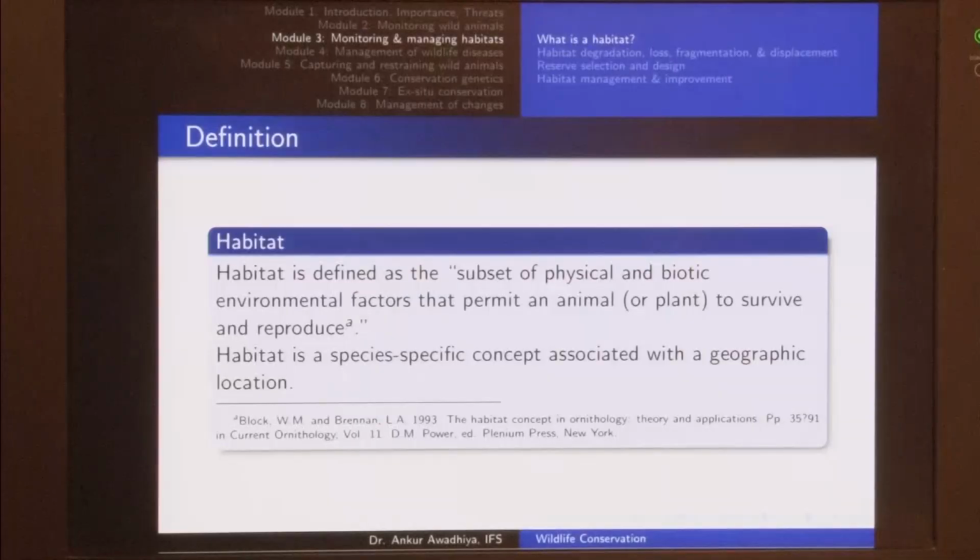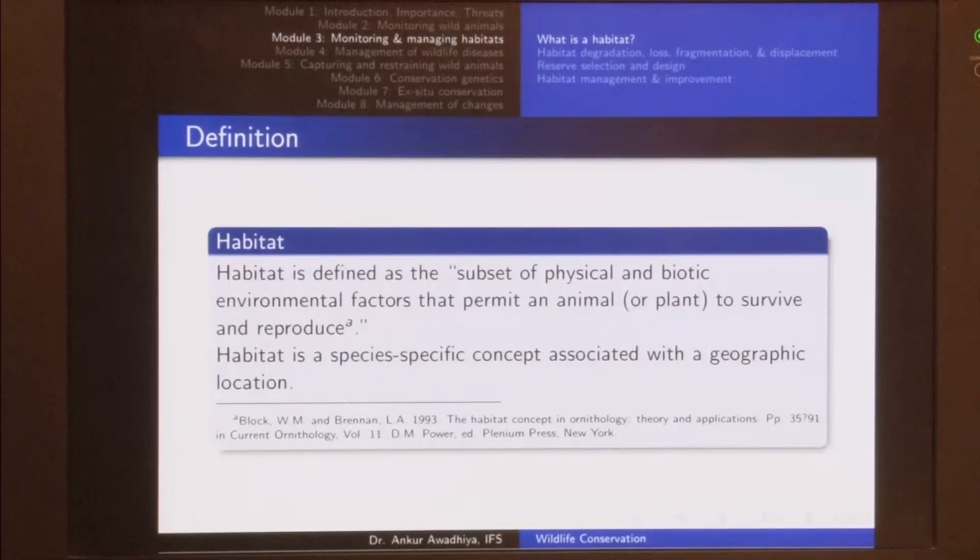Now, this is regarding one factor, which is temperature. Similarly, we can have an optimum condition for other factors such as the amount of rainfall that the area receives, the amount of moisture that is there, and so on. So, habitat is defined as the subset of physical and biotic environmental factors. This subset also includes the biotic environmental factors.